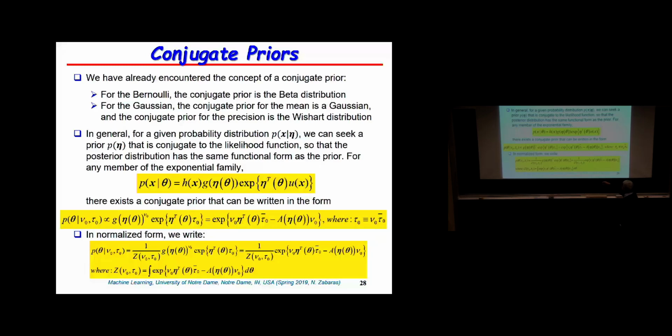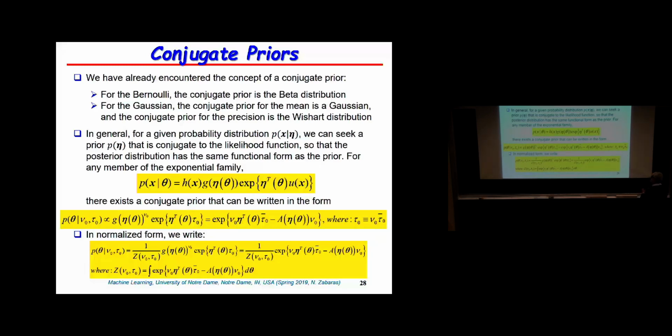g of theta to some power, that I call mu 0, and then exponential of eta of theta transpose tau 0, right? And why is this a conjugate prior? Because you can see if you multiply them, this will become mu 0 plus 1, and this will become eta transpose of u plus tau 0. You see that? So basically the distribution you will get will be back in the exponential family with updated parameters.